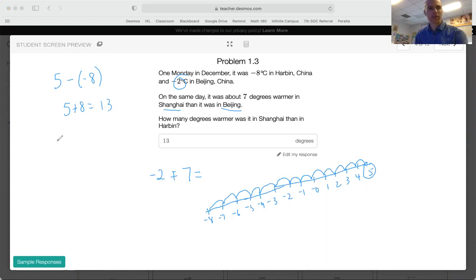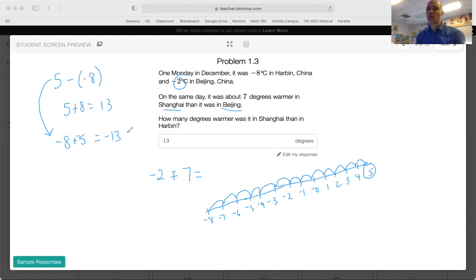You could do -8 minus 5. I'm just taking these numbers here and reversing them to show you that it works both ways. But when you do it this way, -8 minus 5, remember -5 is the same as plus -5, and you get -13. But it's not -13 degrees warmer.